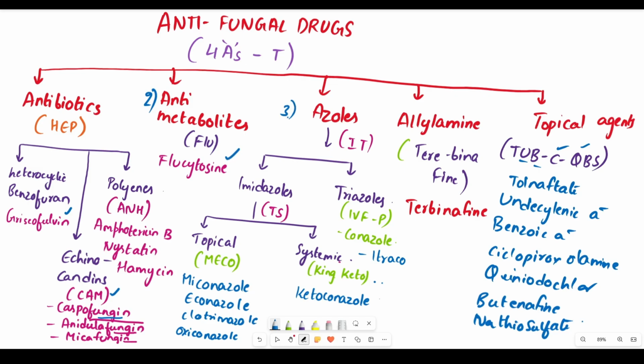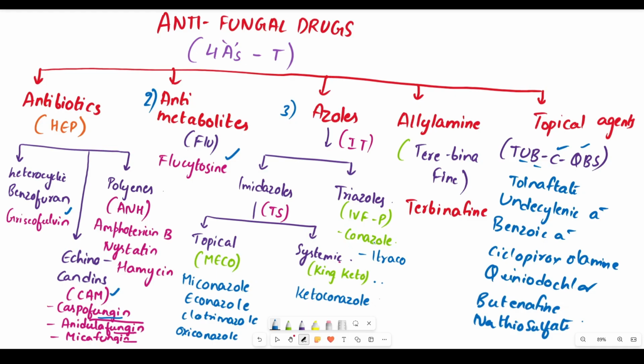Coming back to the third class, that is azoles, remember that these are subdivided into imidazoles and triazoles. In the imidazoles, these are again further divided into topical and systemic. Topical, remember it as mico as a trick, where M means miconazole, E means econazole, C means clotrimazole, and O means oxiconazole. In the systemic, remember the trick as king keto, where there is only one single example, that is ketoconazole. Coming back to the triazoles, remember it as IVFP, or remember that these drugs will be ending with the term conazole.